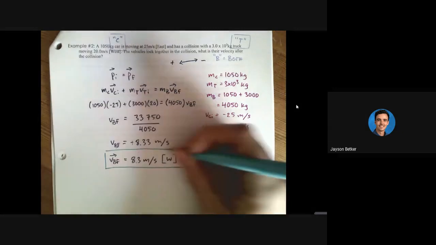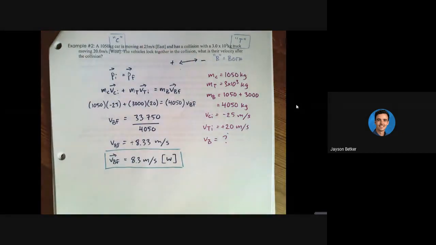And there you have it, folks. That is it for our collisions in one dimension problems. So I hope that helped out. You could follow along with those.